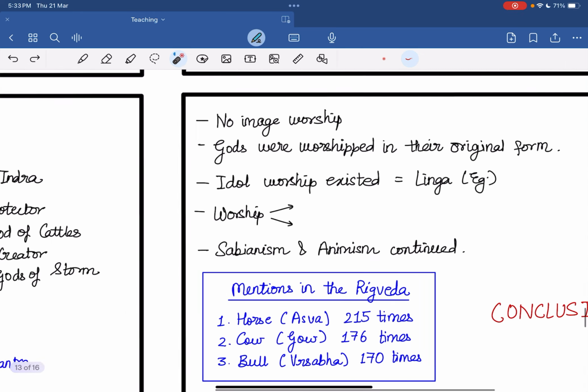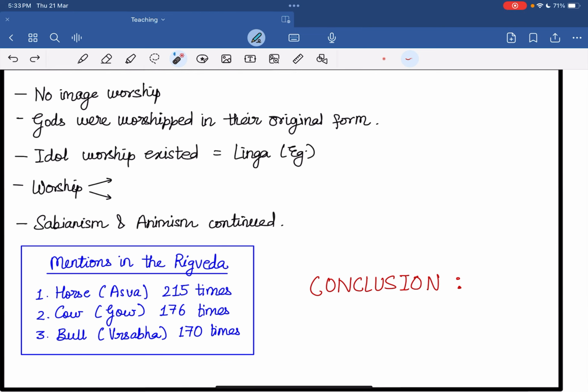Now, when we further move ahead, we see that no image worship was found during the EVP. Gods were worshipped, but they were worshipped in their original form. Idol worship also existed during those times, and we see an example here in the form of Linga. You'll have to understand one thing, that the EVP people worshipped for two things precisely. Number one being Praja, that is children, tribe, clan, and yes, what is sacred to them? Pashu, cattle. So these were the two things that they precisely worshipped for.